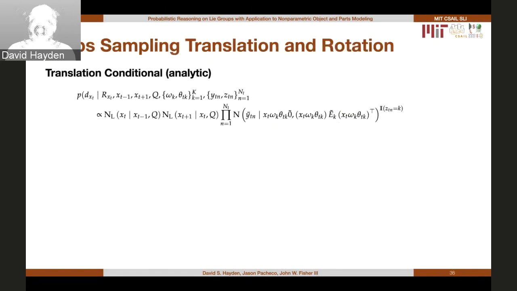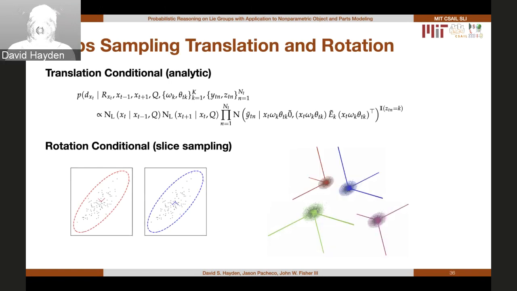Key thing for inference is that because we have a Gaussian observation model and this left invariant concentrated Gaussian dynamics model on the space of rotations and translations, we get these closed form translation conditionals when we do Gibbs sampling. So if we want to infer the translation of a given part or a given object at time t given all of the other values, we can do that in closed form, which ends up just being a Gaussian distribution that can be analytically computed.